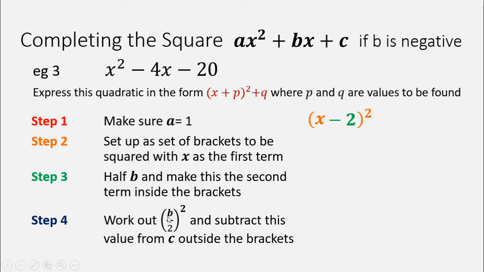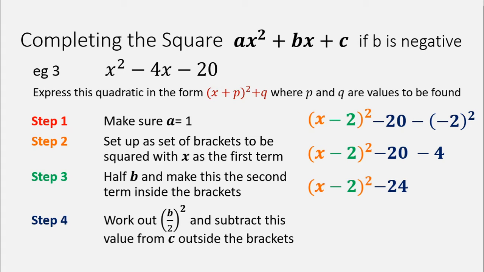Step 4, do half of b squared. Now be careful. This is negative 2, but negative 2 squared is negative 2 times negative 2. That's going to be positive 4. So I'm going to work out that that's positive 4, and I'm going to subtract that from the value of c, which is negative 20, outside the bracket. So I'll do negative 20 minus that positive 4. Okay, just simplify that then. My bracket looks good and it's being squared. It's just what's outside that I need to group together.